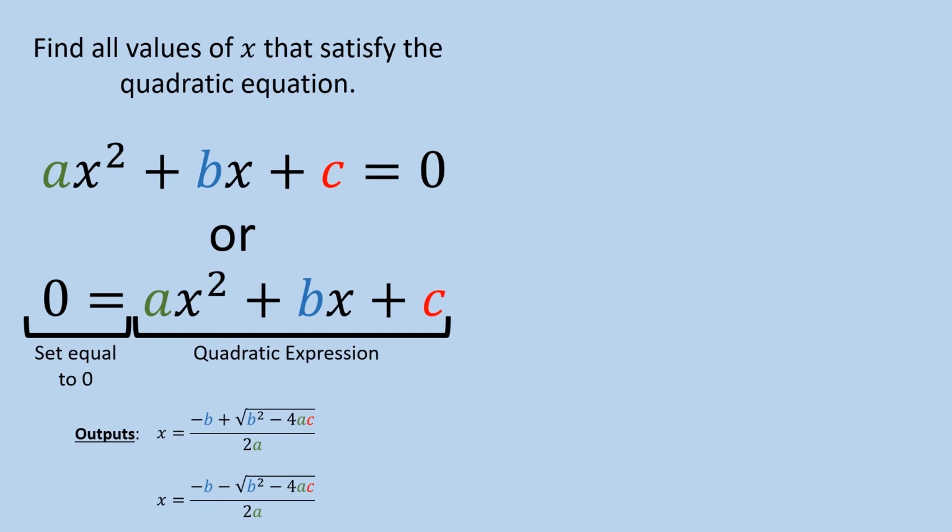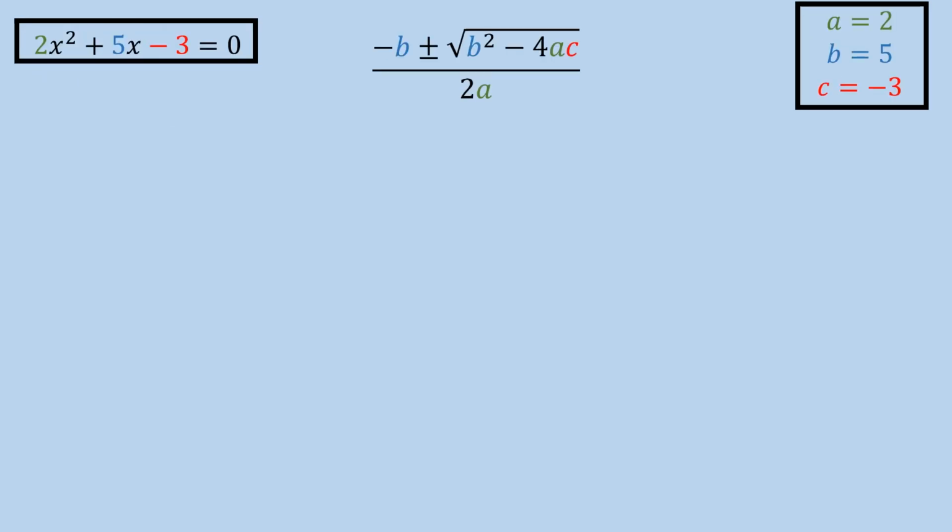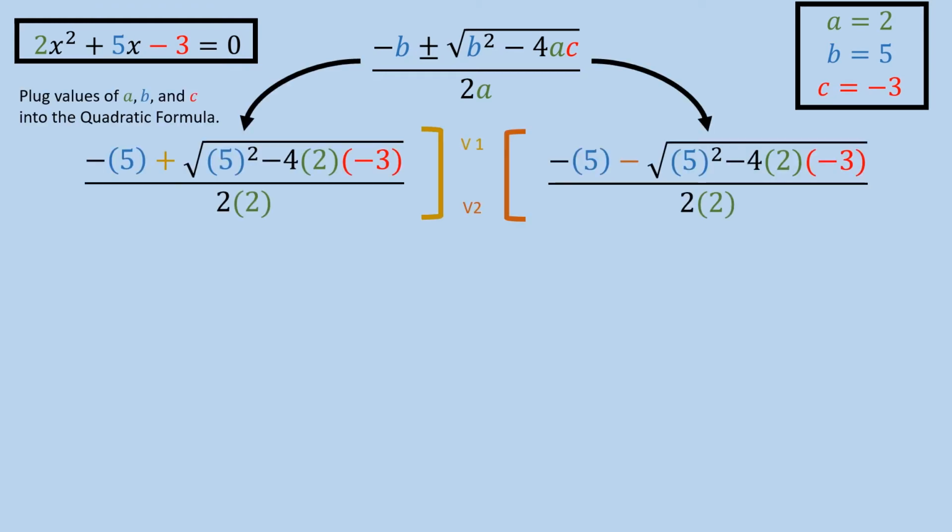So let's begin with a quadratic equation where we're going to use the quadratic formula to find the values of x that satisfy it. Let's work with the example 2x squared plus 5x minus 3 equals 0. And almost immediately we can identify a as 2, b as 5, and c as negative 3. So let's bring up the quadratic formula, which is negative b plus or minus the square root of b squared minus 4ac all over 2a. And so first we plug in a, b, and c into the quadratic formula. Notice we have two values because one value uses a plus sign and the other one uses a minus sign.